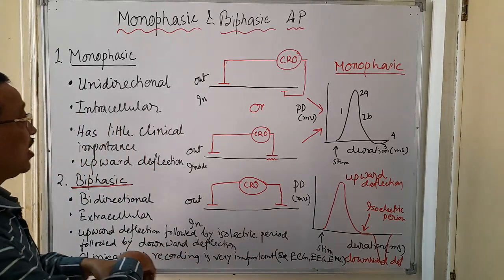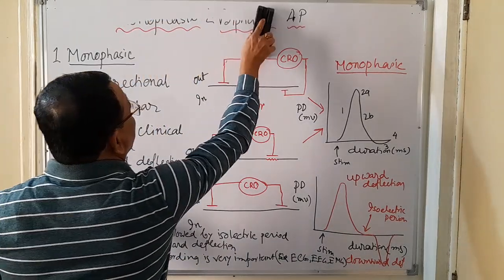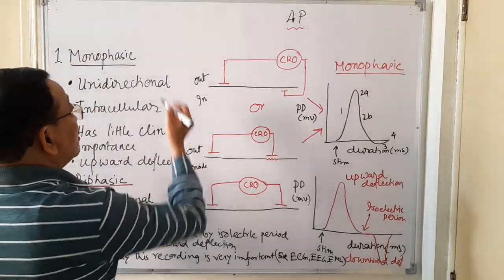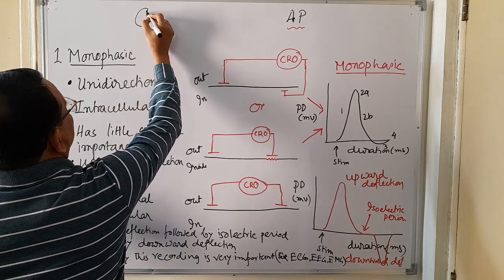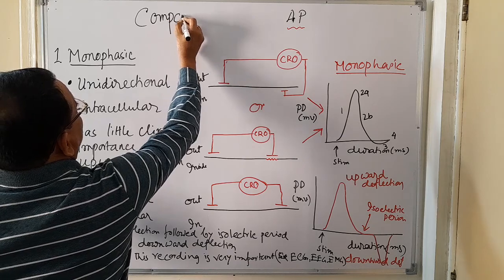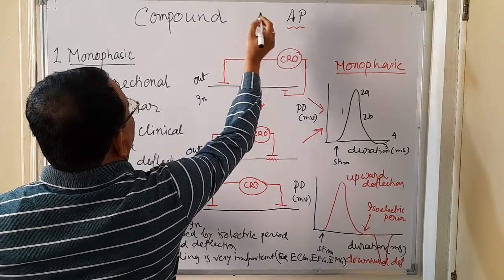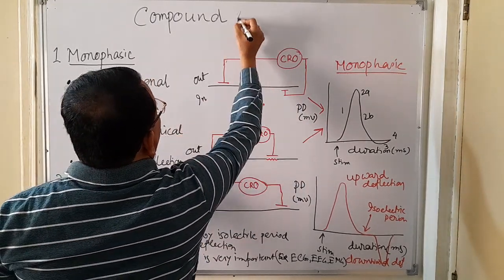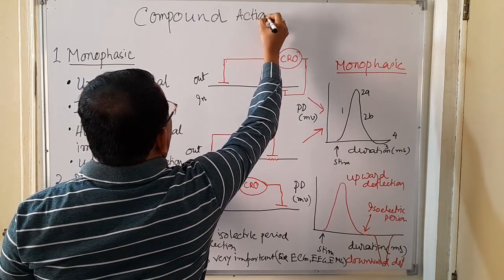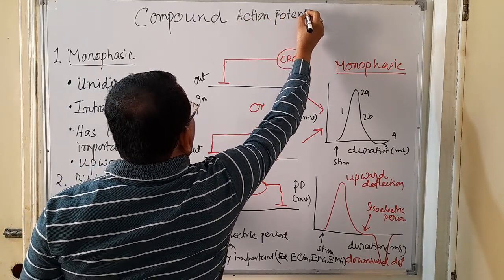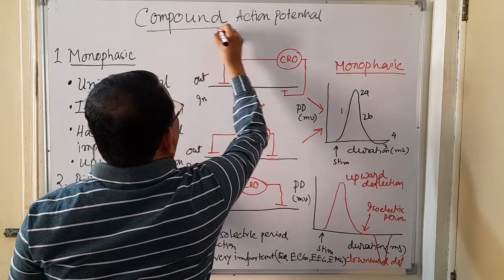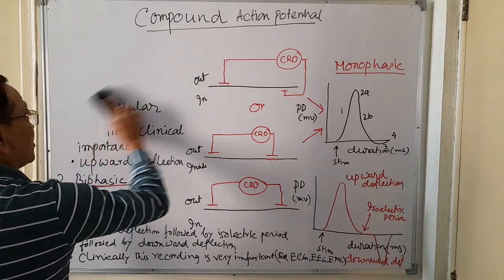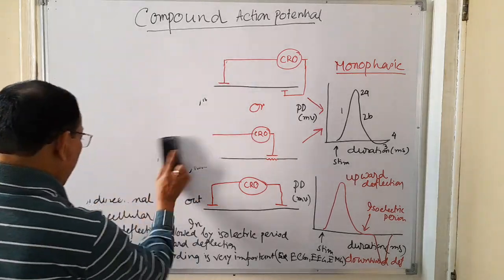Now there is another type of action potential which is known as the compound action potential. So what is this compound action potential? Another type of action potential that is known as the compound action potential. So let us see now what is compound action potential.